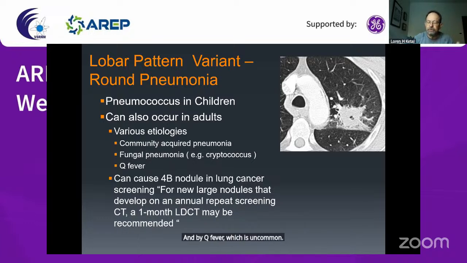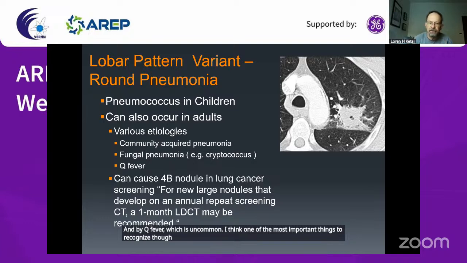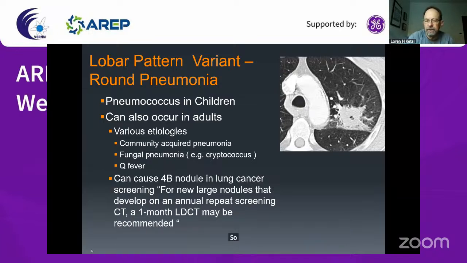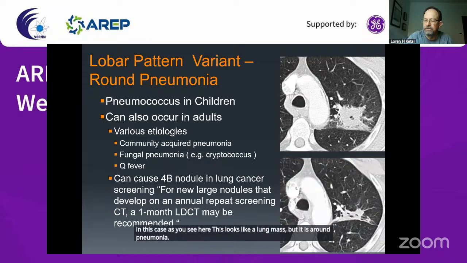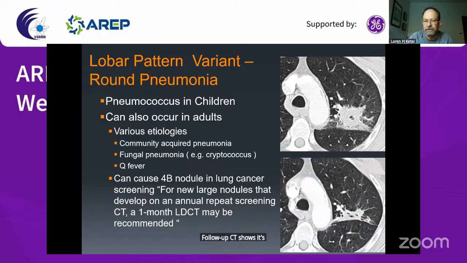I think one of the most important things to recognize, though, is that a round pneumonia can cause a 4B nodule on lung cancer screening. So in the lung cancer screening guidelines, for a new large nodule that develops on annual screening, a 1-month low-dose CT may be recommended. So in this case, as you see here, this looks like a lung mass, but it is a round pneumonia. The follow-up CT shows it's nearly completely resolved a month later.